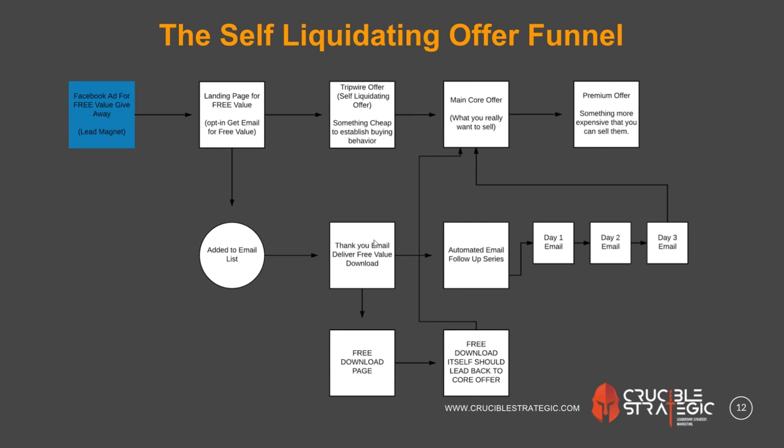Now when they get that thank you email that delivers the free value, they're going to be added to an automated email follow-up sequence. So they're going to get an email on day one after that. You're going to tell them something about you. You're going to give value. Do not sell here. For every 3 to 4 emails that you write, 3 or 4 of them need to be value, and then 1 needs to be selling.